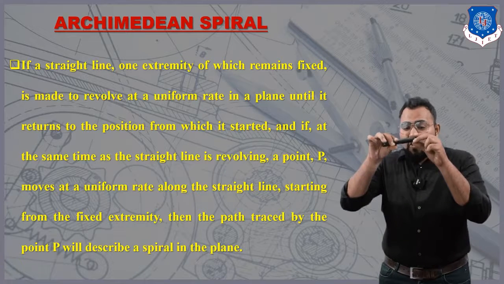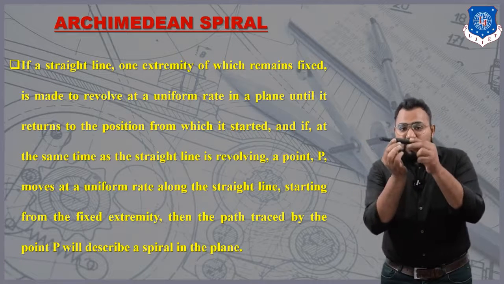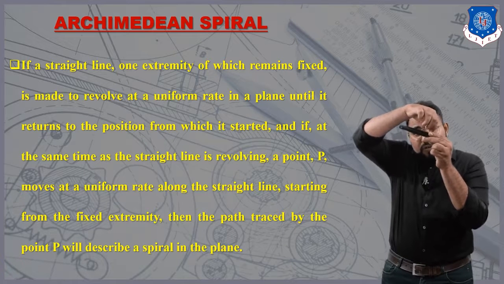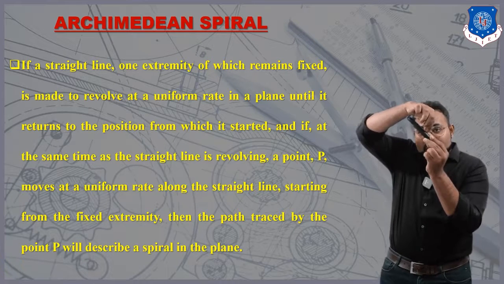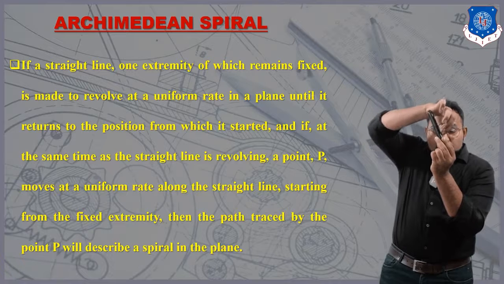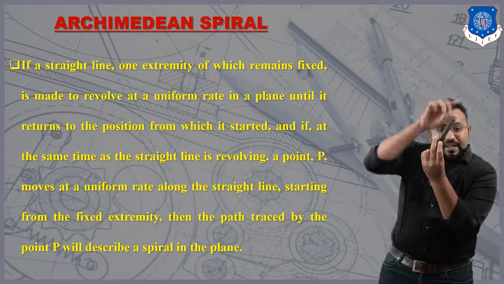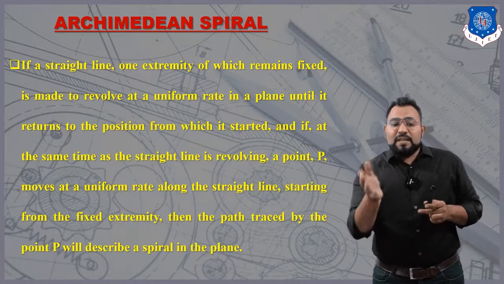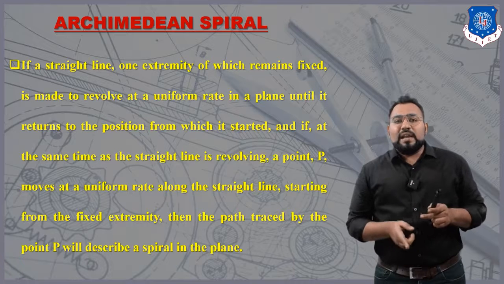So what will happen over here? The line is revolving and also some point P is over here at the fixed end, and it is also moving at a uniform rate, like this. As the line is revolving, point P is also moving like this. And what he says is that the path traced by the point P will describe a spiral in the plane.